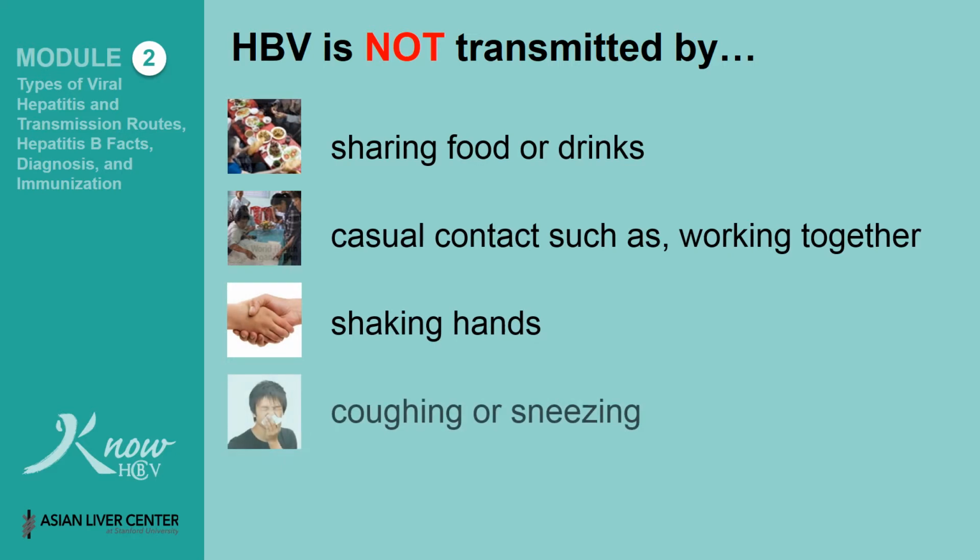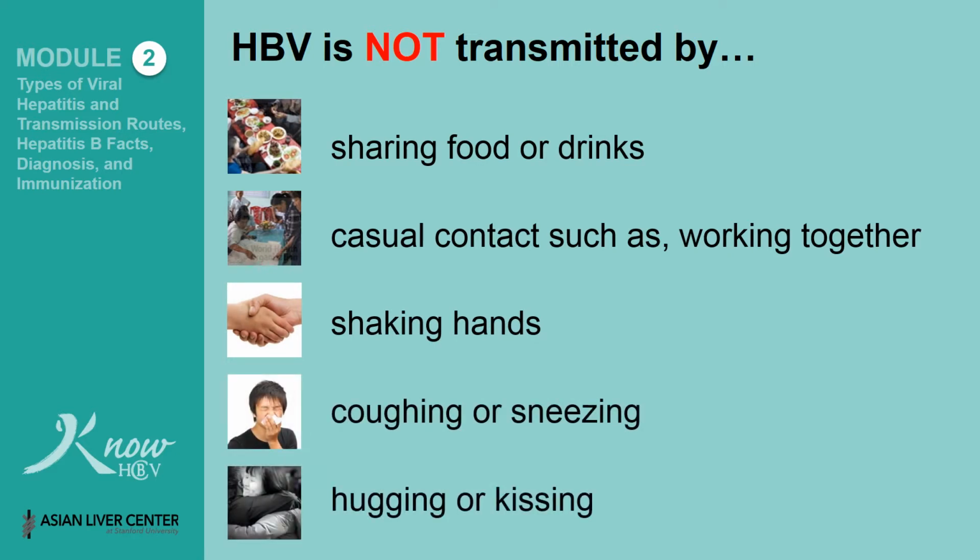Hepatitis B is not transmitted by sharing food or drinks. It is not transmitted by casual contact such as working together. It is not transmitted by shaking hands. It is not transmitted by coughing or sneezing, and it is not transmitted by hugging or kissing. Confusion about the transmission routes of hepatitis B is a major cause of discrimination against those infected by hepatitis B.